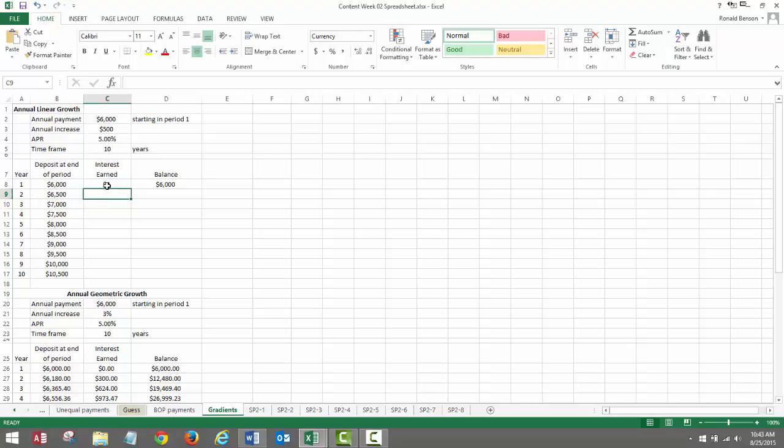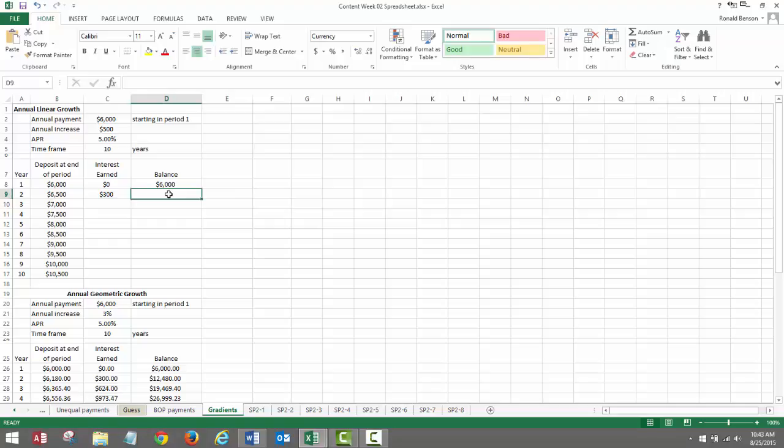The interest: there's no interest in year 1 since it didn't get deposited till the end of year 1. So we can do the interest, which is equal to the balance times the rate, which is 5%, the annual rate. And again, we want to keep that constant, so we'll put dollar signs in front of the C and the 4. The interest the first year is 3,000.